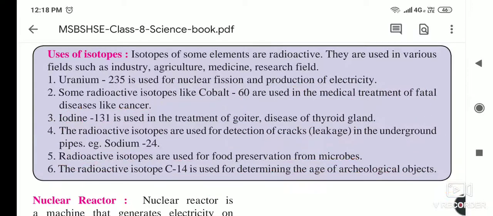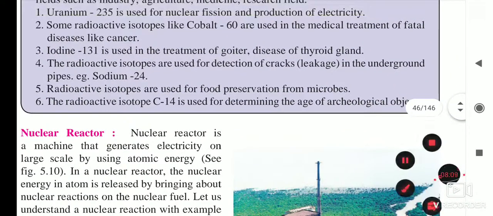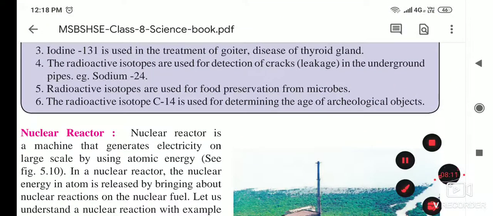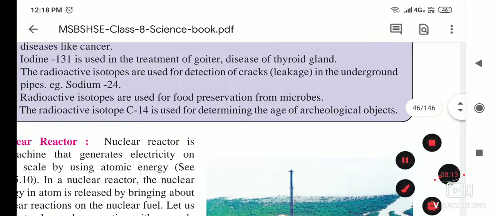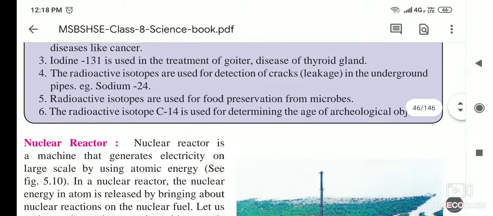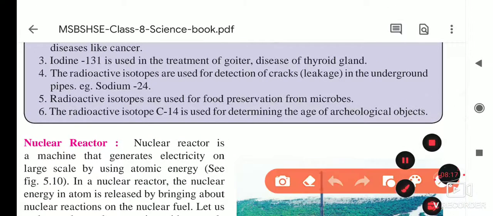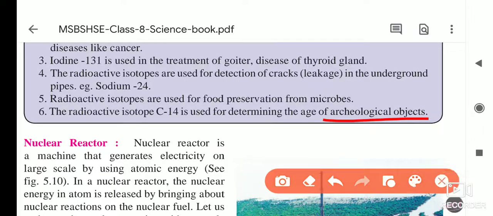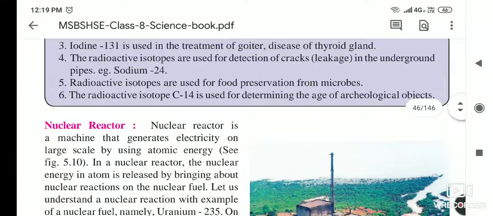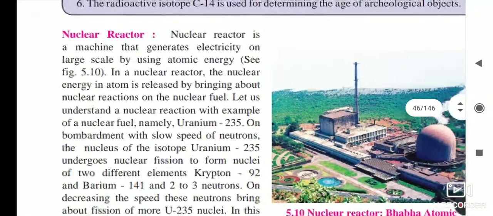Next, last, the radioactive isotope C14 is used to determine the age of archaeological objects. Old objects are there, and to determine the age of these old articles, the C14 isotope is used. So this is about the uses of isotopes. Next point is the nuclear power plant.